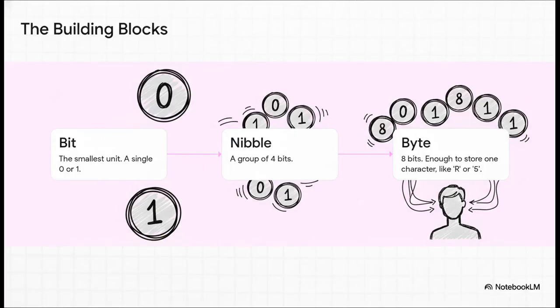It all starts with the smallest possible piece of information, a bit. It's just a single 0 or a 1. That's it. Now, if you take a group of 4 of those bits, that's called a nibble. Kind of funny, right? And if you take a group of 8 bits, you get a byte. And a byte is really important because that's enough space to store one single character, like the letter A.